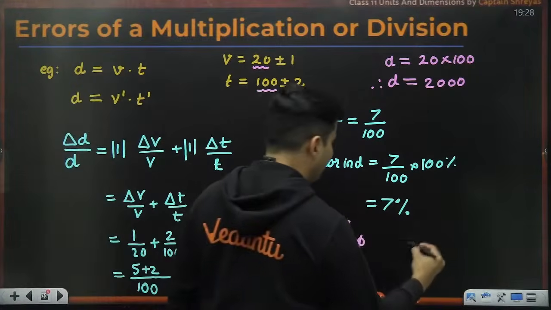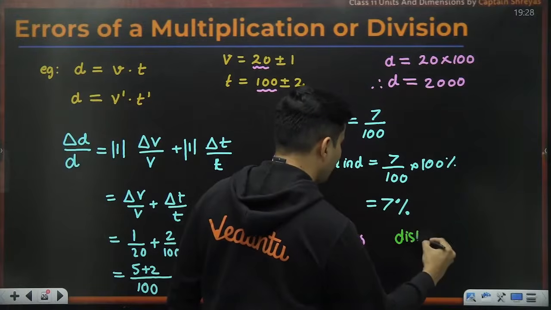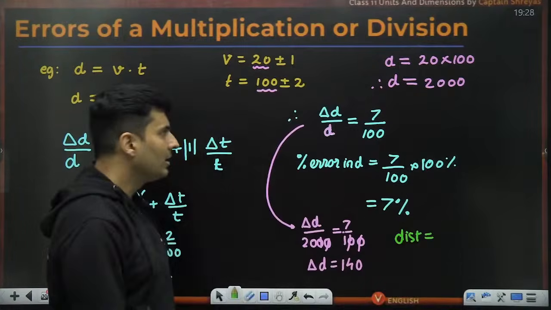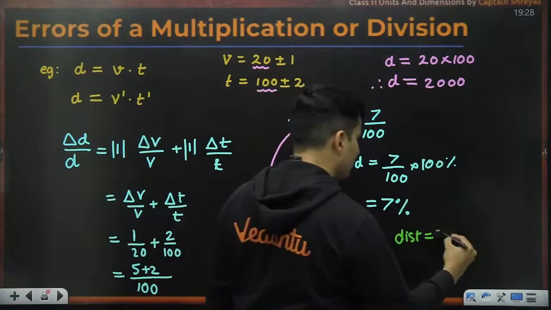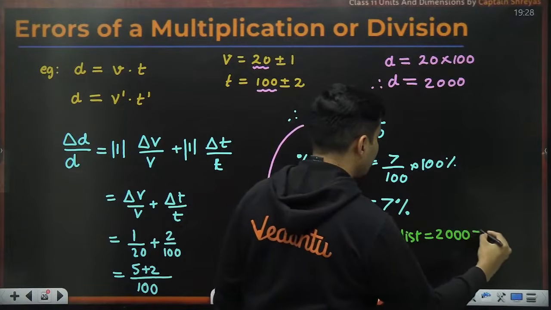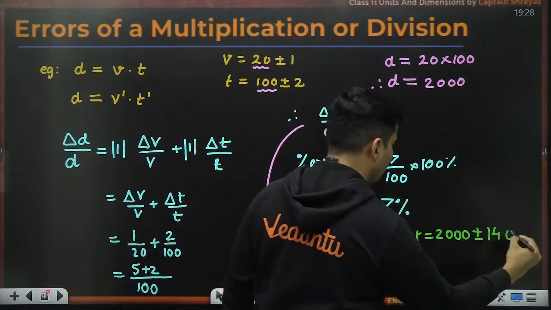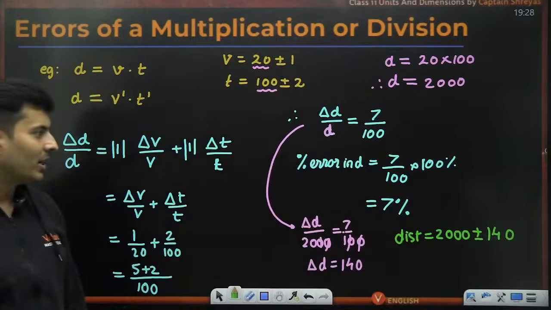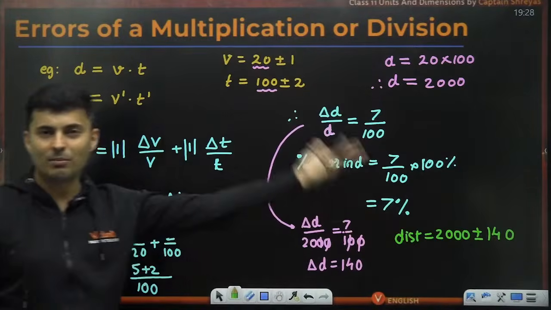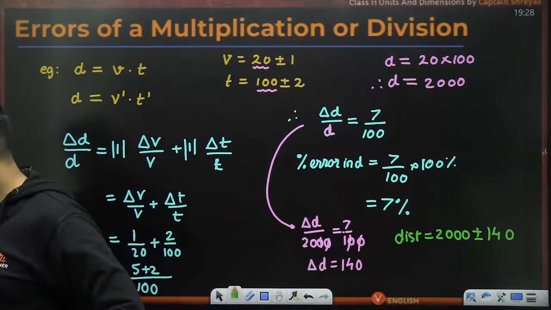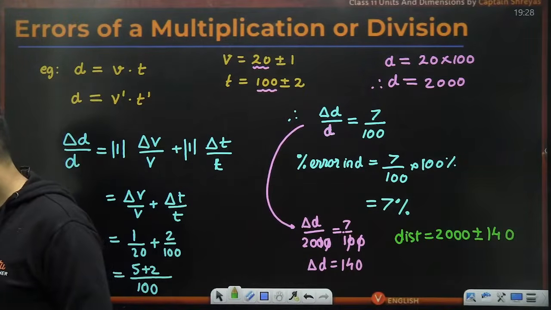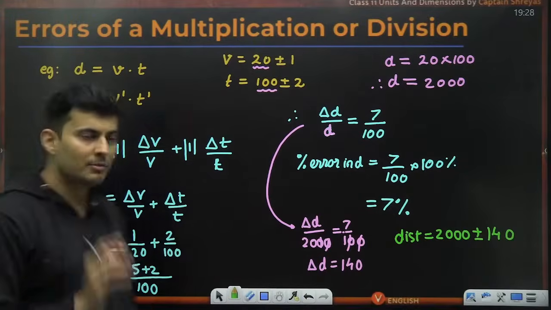Hence, our final answer for distance will be: most likely the distance is 2000, but plus minus, I should put 140. Plus minus 140. So that's how you can take care of multiplication. Very easy, simple. Yeah, clear at this point.